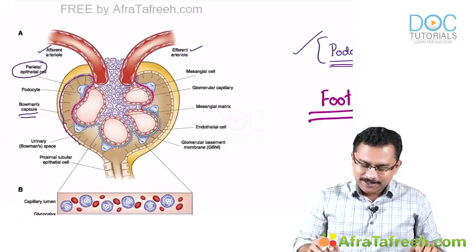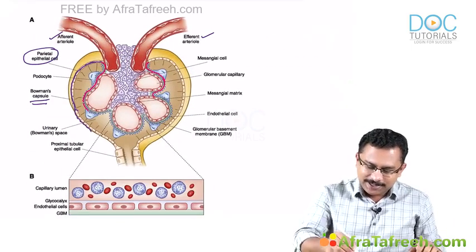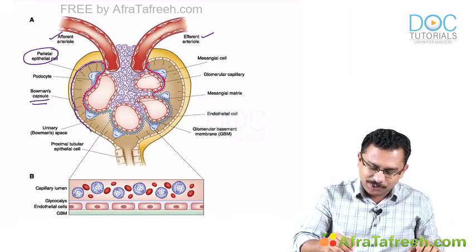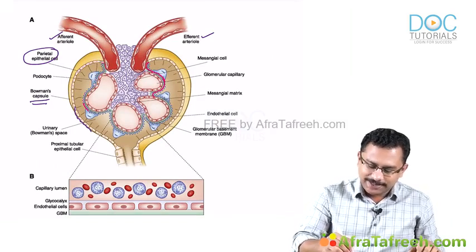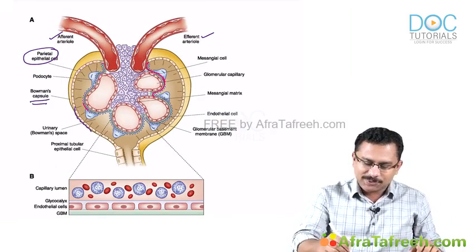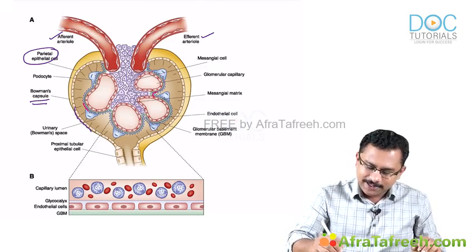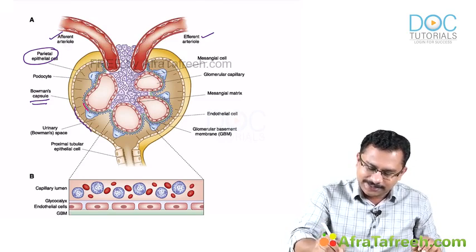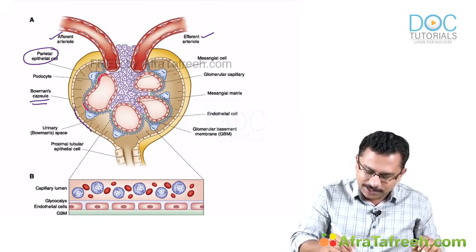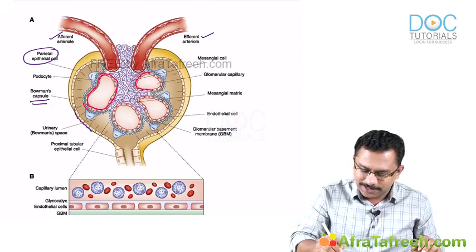All right. So you have already seen the Bowman's capsule, the visceral and parietal layers. Subsequently, can you see quite clearly the glomerular capillaries? I'll highlight for you the rounded structures which I am marking. These are the glomerular capillaries.